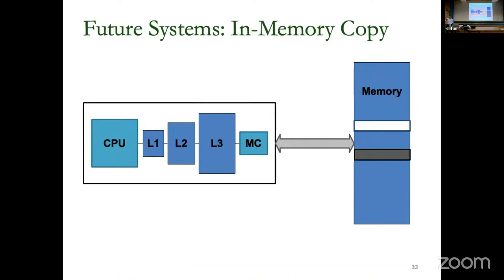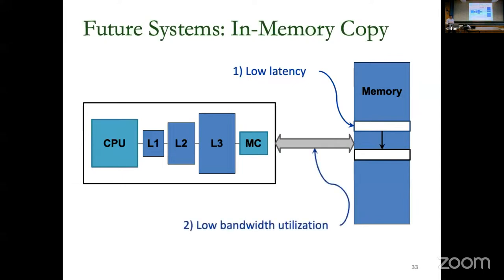So let's imagine a system now where your memory device has the capability of doing some processing in memory. Then you can simply copy. I tell my memory, copy address 0 to address 1, and my memory goes and simply copies the pages. This is going to be low latency because I'm not moving any data over the off-chip interconnects or to the cache.